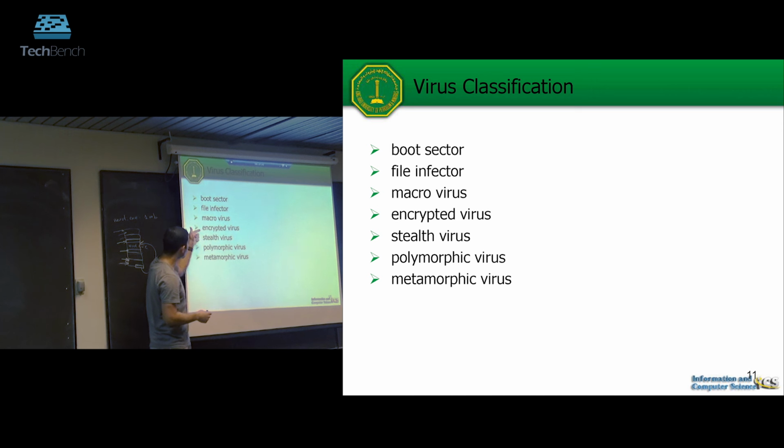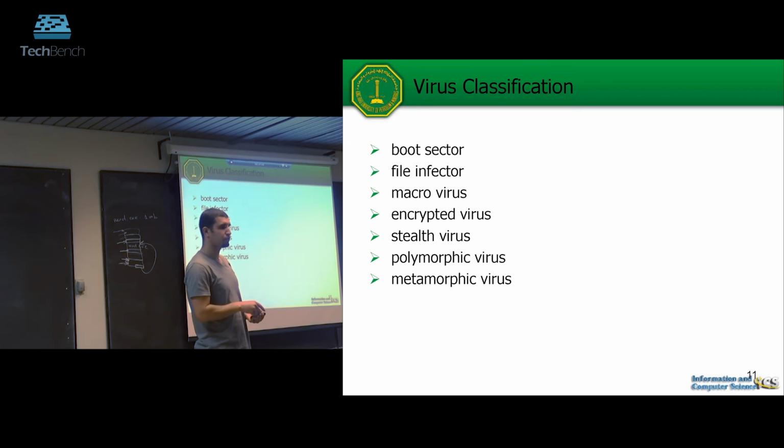So here, this issue: encrypted, stealth, polymorphic, and metamorphic. Let's talk about encrypted virus. What is encrypted virus? A virus that hides itself by encryption? Yes. So it encrypts itself. What is the advantage of encryption? It bypasses antiviruses, because antiviruses have a signature for every malware.